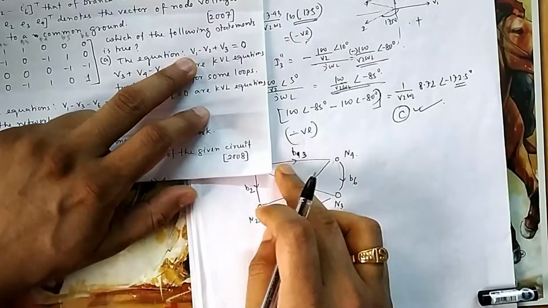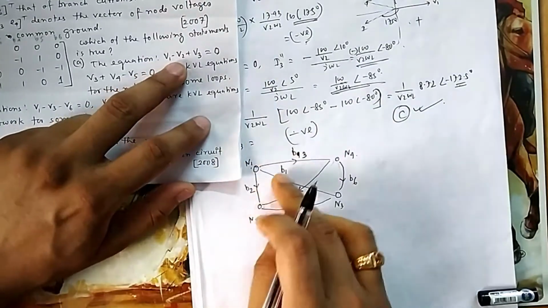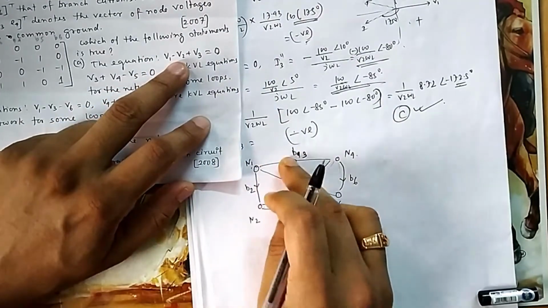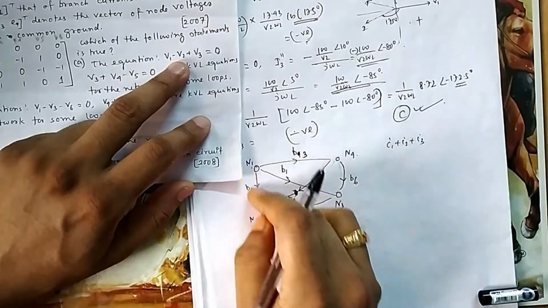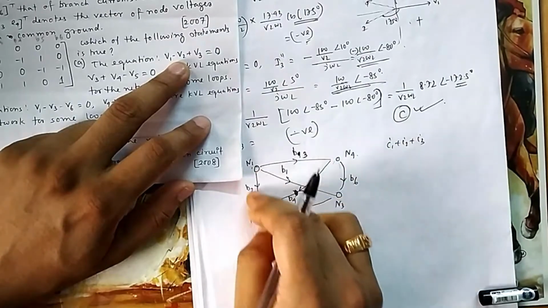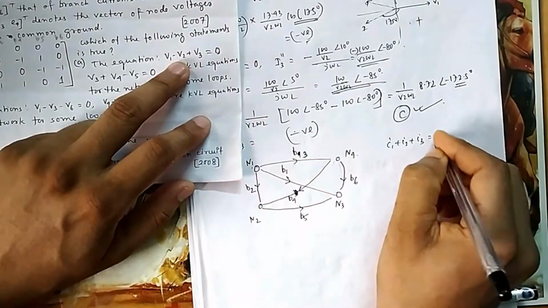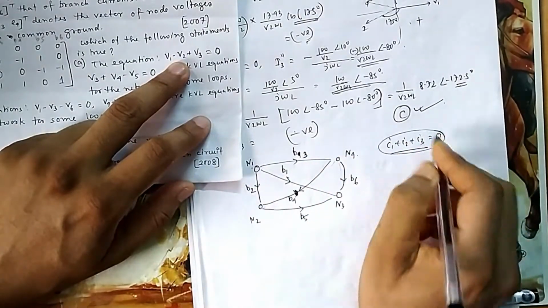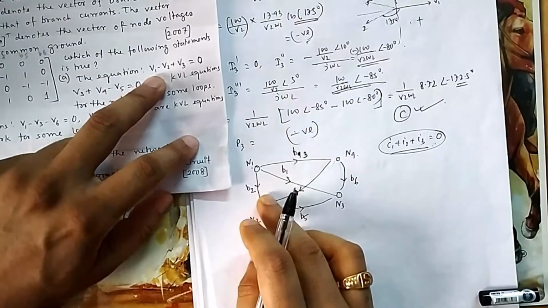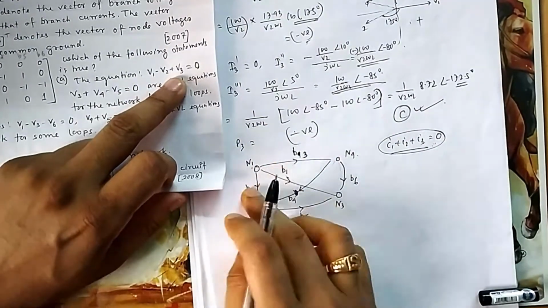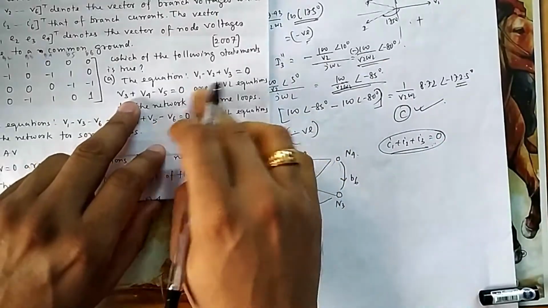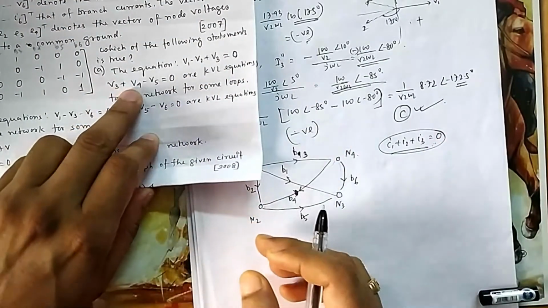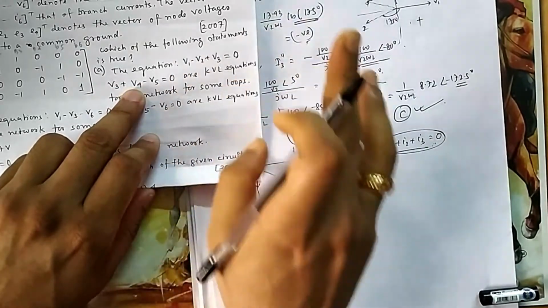But here you can apply KCL. If it would have been I1 plus I2 plus I3 equal to 0, then that would have been correct, because I1, I2, I3 are these branch currents, and the summation of all outgoing currents is 0. But V1 minus V2 plus V3 is KVL, and it doesn't form a closed loop, so there is no question of KVL. So this is already gone. You can check this one also. Even if this is correct, this is wrong, then also it is wrong.